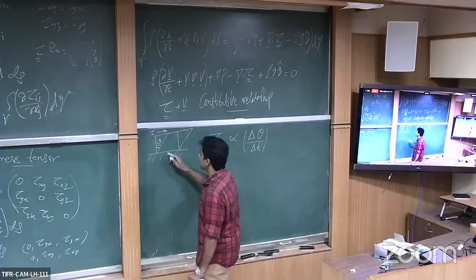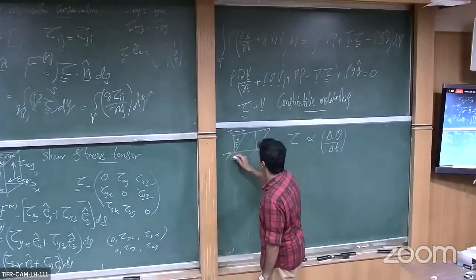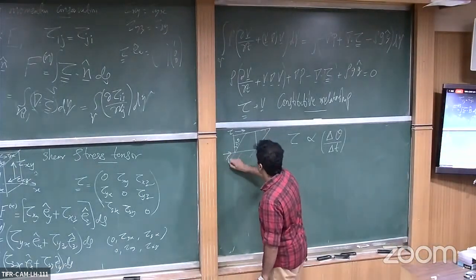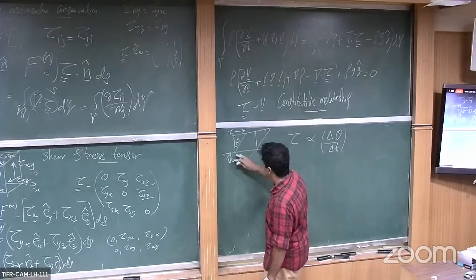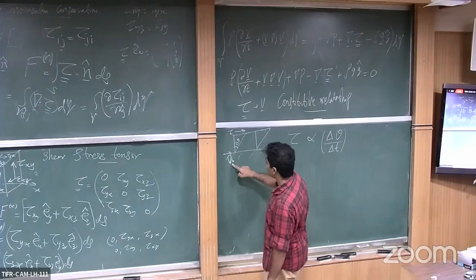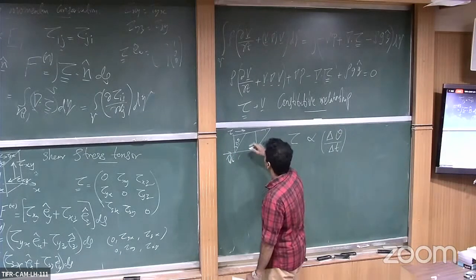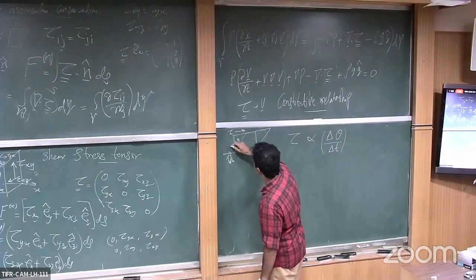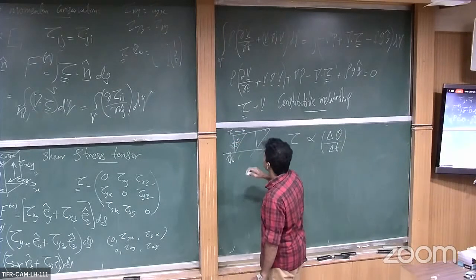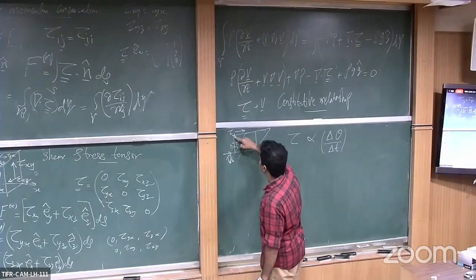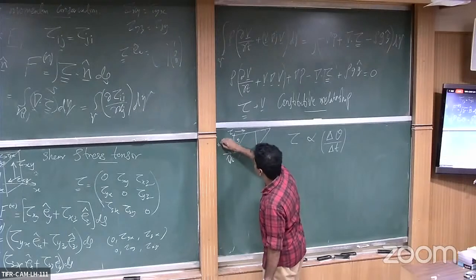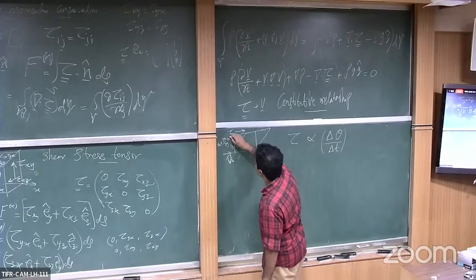So now, when we look at this angle, suppose the velocity in this particular direction, x, is u. So u is the velocity in this direction. This height, let's assume it's delta y. So the velocity at this point would be u plus partial u by partial y times delta y.